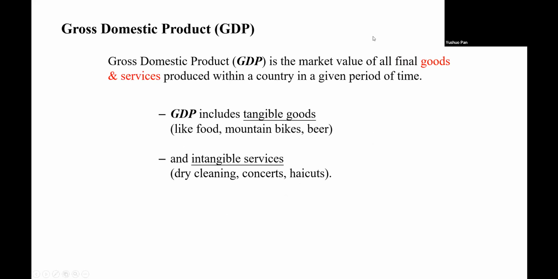Next part is goods and services. All final goods and services. So GDP includes tangible goods like food, mountain bikes, beer, anything you can see it, you can touch it, that's the tangible. But also the intangible service, like dry cleaning, concerts, and haircut. But so again, all the goods should be legal goods, right? It cannot count as illegal, like heroin. Although that's tangible good, but since that's illegal, you cannot count it as GDP.